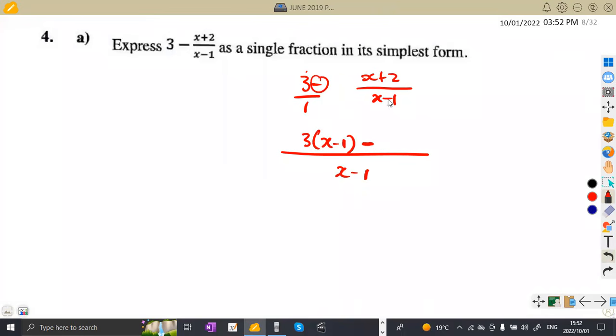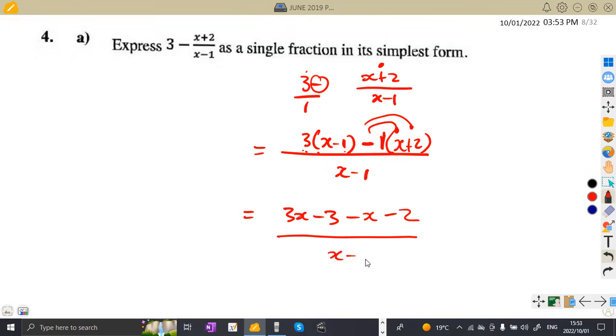x minus 1 and x minus 1 cancel each other, which means you get 1. But whatever we get, we have to multiply to the numerator now, which is x plus 2. So take note there, because we are going to expand the bracket. So it's 3 by x, that's 3x, 3 by negative 1, which is negative 3. You expand by negative 1, which is negative x, by negative 1 here, which is negative 2. Everything over x minus 1.